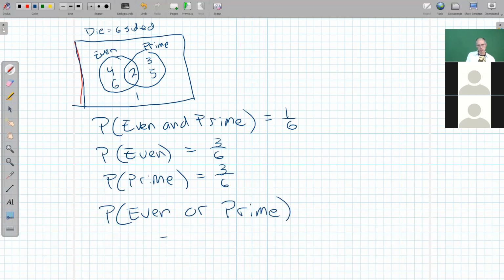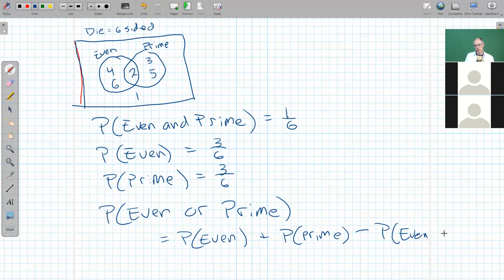So that would be the probability of being even plus the probability of being prime. The problem with just writing this right here is they both counted the 2. So then we have to say, okay, let's remove that double count by saying remove what they have in common: even and prime. And this idea is true in general. So in this case, I get 3/6 plus 3/6 minus 1/6 gives me the 5/6 that I found a slightly different way. And this is a general rule for probability.